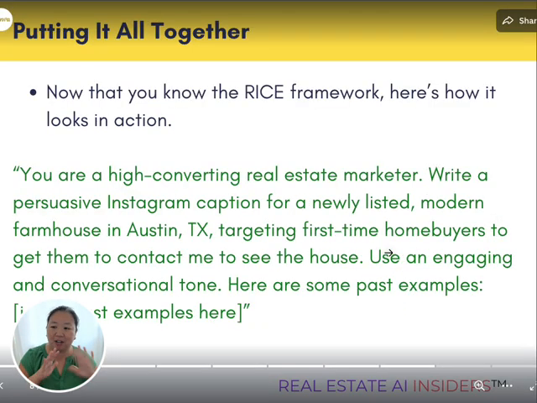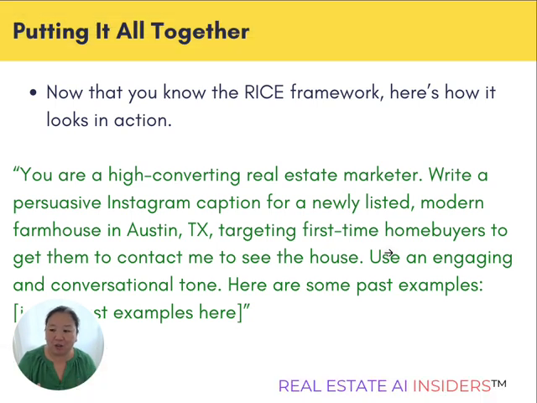Okay, so let's put it all together. Now that you know the RICE framework, we have to add all of these things in at once. This is a shorter example, but you may have a very long prompt, and that's good. The longer the prompt, the more instructions and specificity you give it, the better the output is going to be. So instead of just saying, I need an Instagram caption for this property, right?